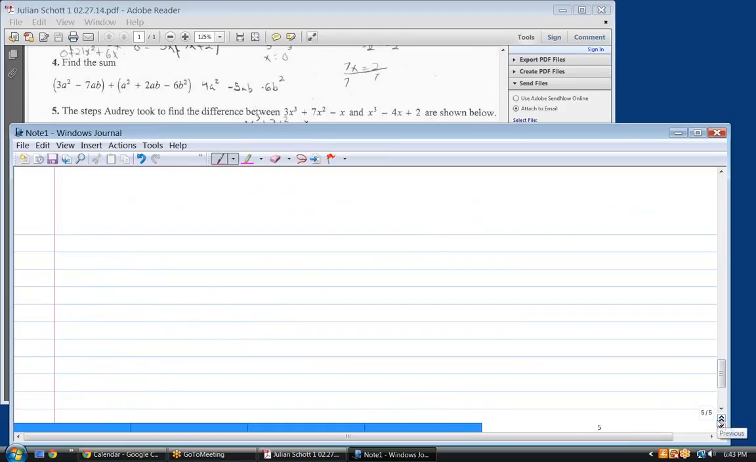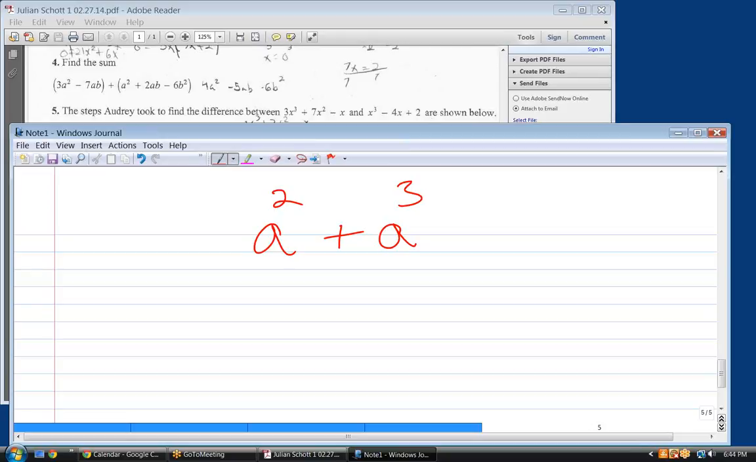Yeah. 4 is pretty easy. What do you do with 4? You just add the like terms. Like terms. What's the solution to this? 4a squared minus 5. Oh, not that one. The one I just wrote. Oh.